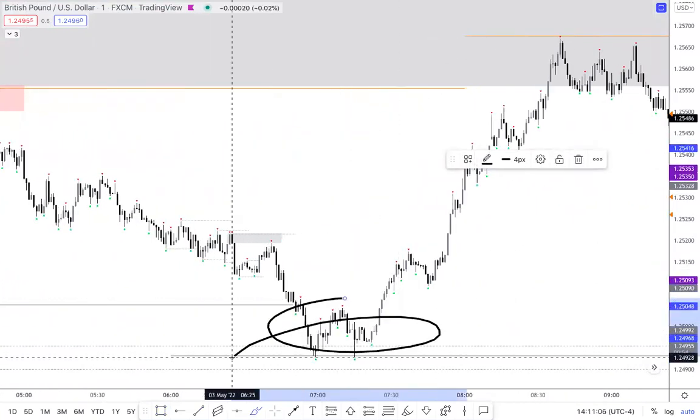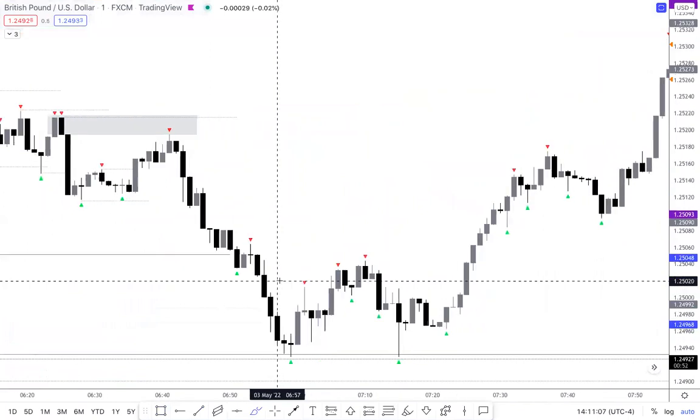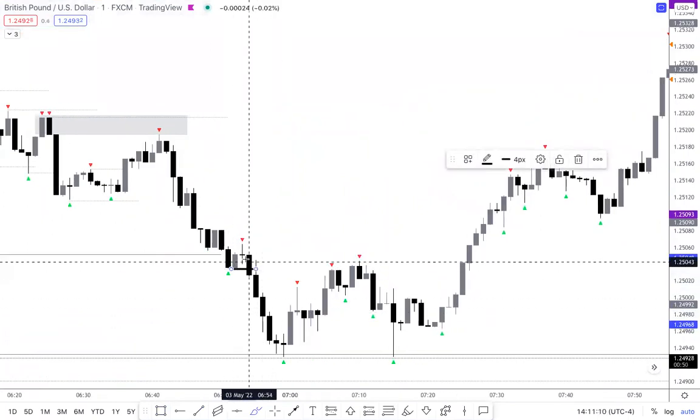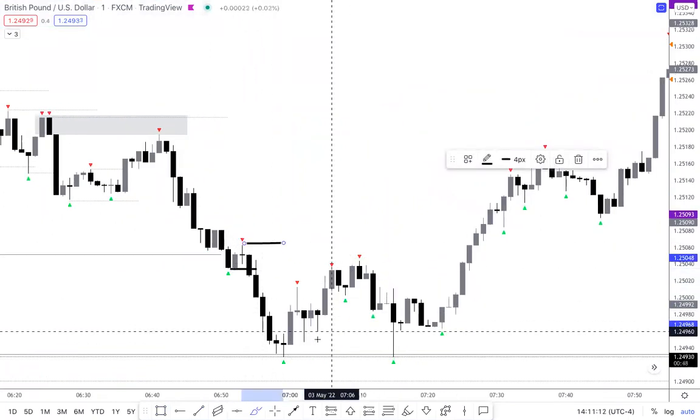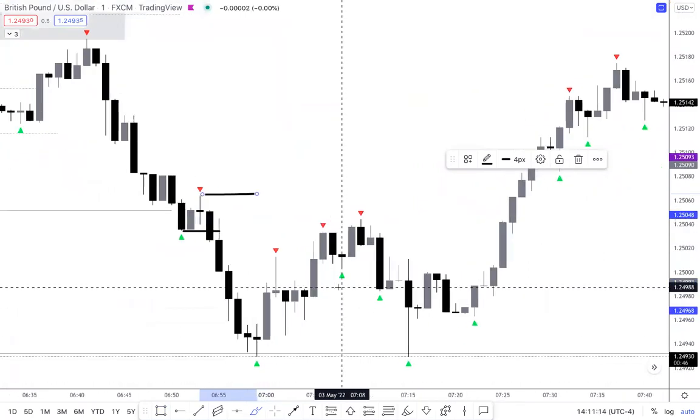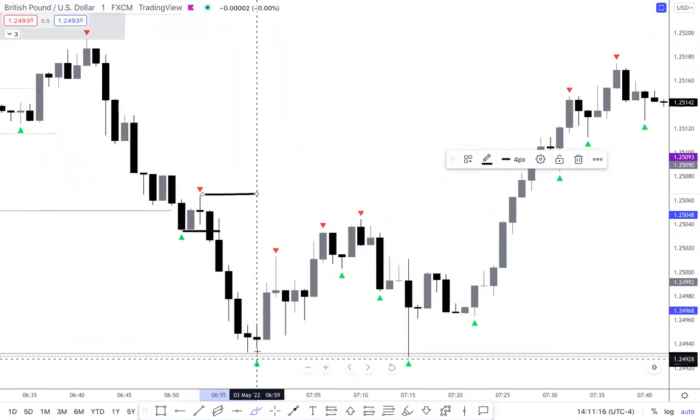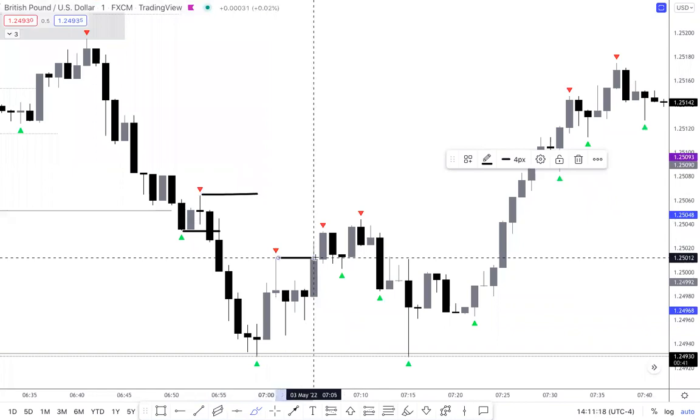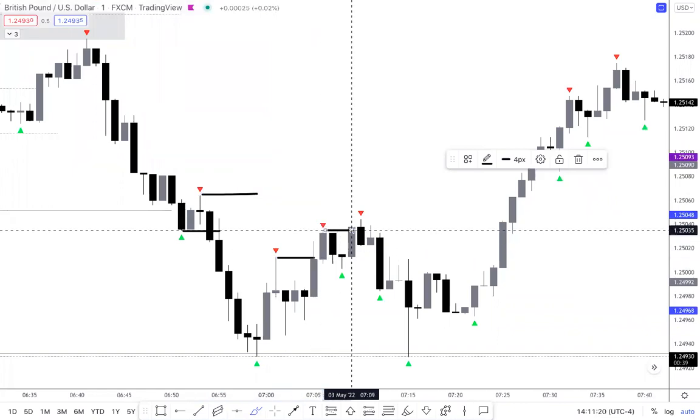Coming into this area right here, look, what do we have? Coming in, sweep, great. This is where we need that official change of character for the AMD cycle. Now, we sweep these lows, we make new lows, right? And we have a change of character and then another consecutive change of character.